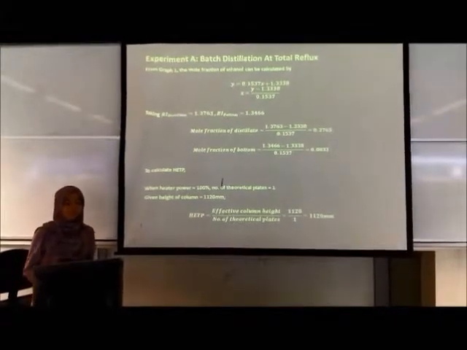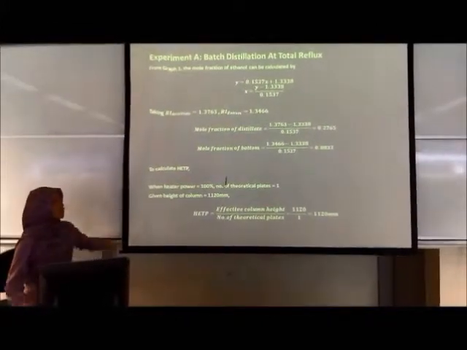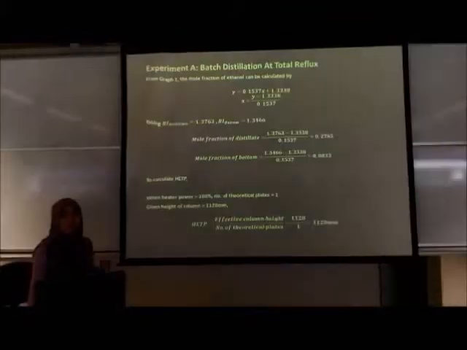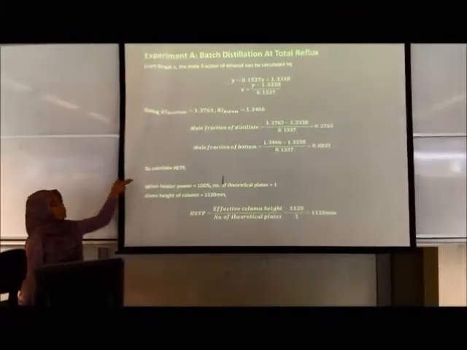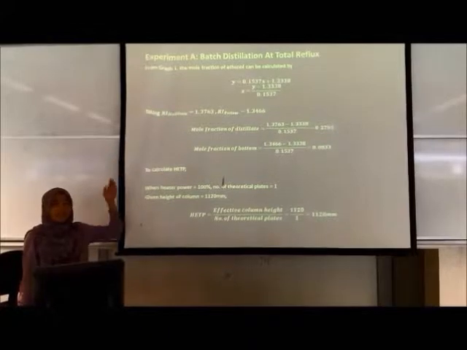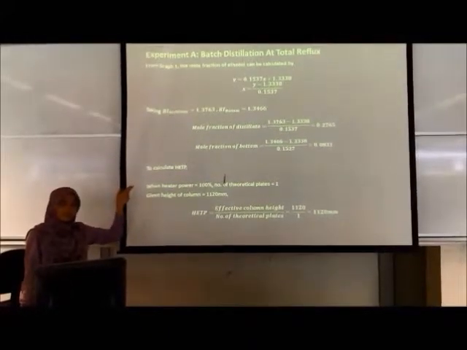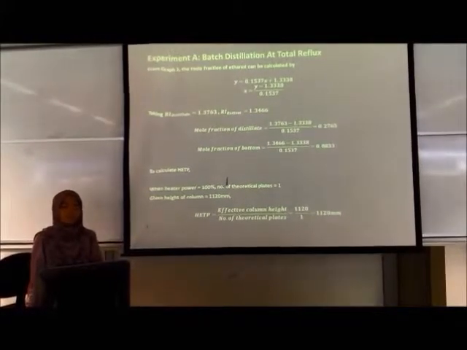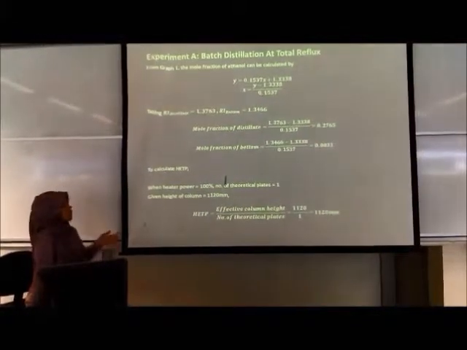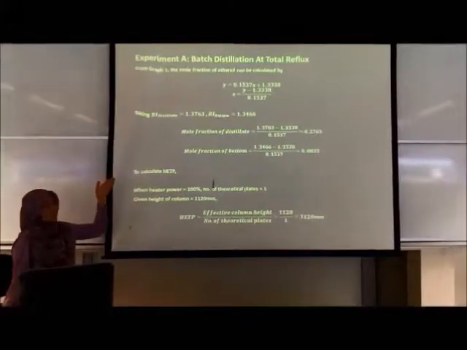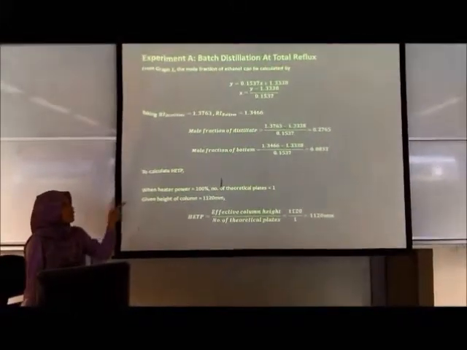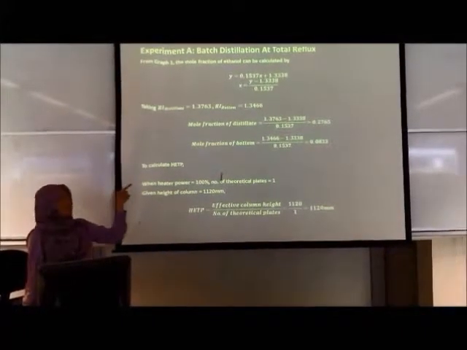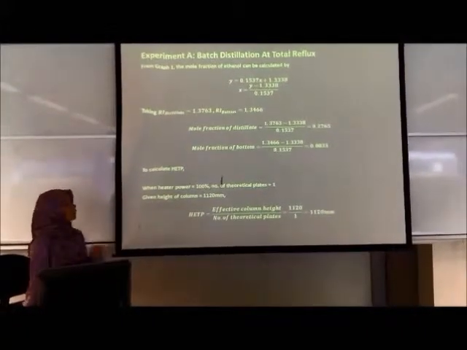For part A, the batch distillation at total reflux, we make use of the equation that I have just said, which is y equals 0.1537 plus 1.338. So we can calculate x from that. To recap, x is the mole fraction of ethanol. So let's say we are taking a refractive index of 1.3763, we substitute it as y in the equation above, so we can obtain the mole fraction of distillate and mole fraction of bottom.